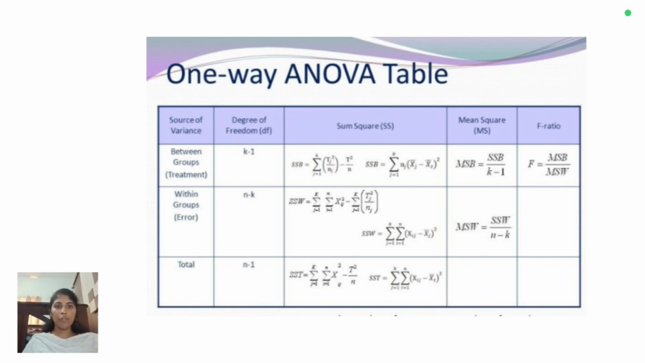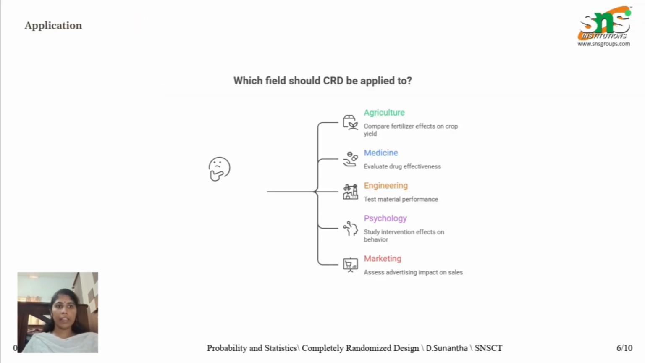So the conclusion will be given in such a way that if the F ratio calculated is greater than the F ratio tabulated, then we will reject the H naught. If the calculated value is less than the tabulated value, then we will be accepting the H naught.